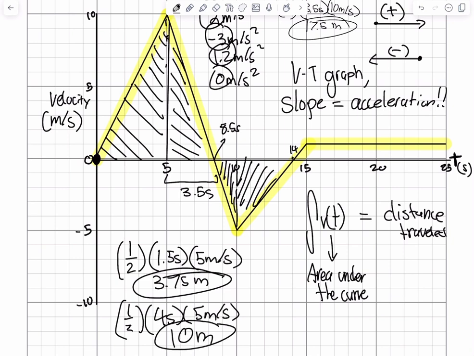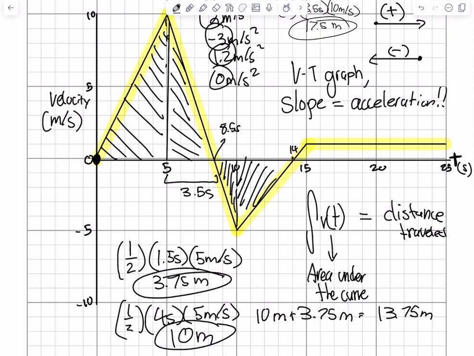10 meters. Cool. So the distance traveled, remember distance traveled, this is not displacement. Not yet. But the distance traveled within this entire section here is going to be 10 meters plus 3.75 meters equals 13.75 meters. Cool. Distance traveled. That means just how far that object moved.